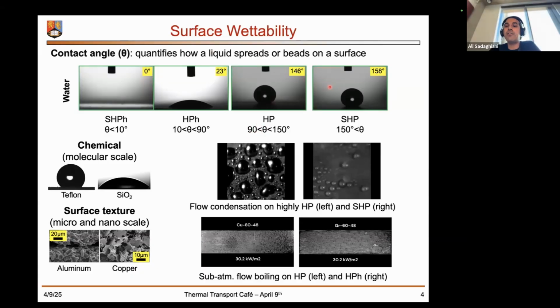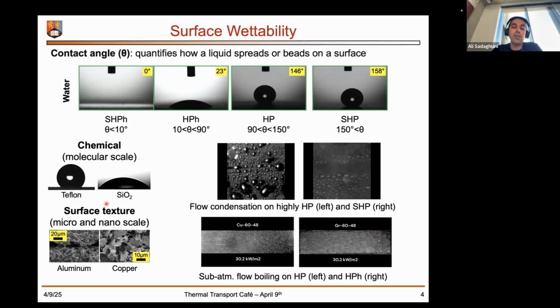At extremes, we have the superhydrophobic and superhydrophilic surfaces, where the contact angle is higher than 150 degrees and lower than 10 degrees, respectively. The chemistry and texture of the surface also affect the apparent contact angle. There are some models such as Cassie-Baxter or Wenzel that account for how intrinsic wettability and surface texture form the apparent contact angle of a liquid on a surface.